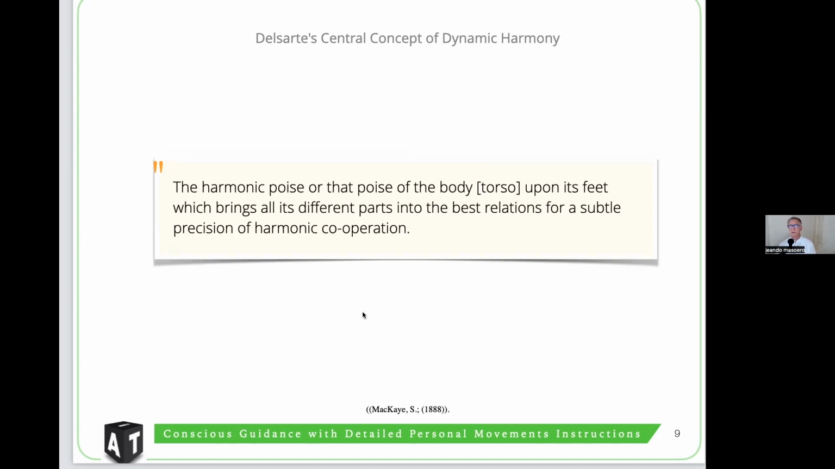So it's always necessary to take a perspective on this concept of dynamic harmony. And the perspective is shown here by one of the great disseminators of the Delsarte system, which is Mackaye, who introduced the Delsarte system in the States. So this is from his paper in 1888: the harmonic poise, or that poise of the body upon its feet, which brings all its different parts into the best relation for a subtle precision of harmonic cooperation.